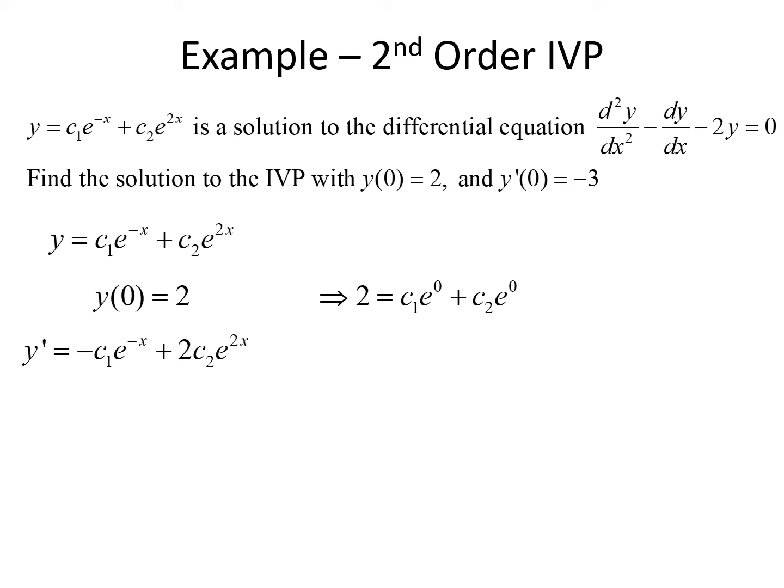All right, if we go on to the derivative, we take the derivative y prime. That's going to be negative c1 e to the negative x plus 2c2 e to the 2x. And we apply the initial condition y prime of 0 equals negative 3. Then that'll give us the equation negative 3 equals negative c1 e to the 0 plus 2c2 e to the 0. So you can see by applying our two initial conditions, we arrive at a system of two equations with two unknowns. If we solve this system for c1 and c2, then that'll give us the values that we need to find the overall solution to our IVP.